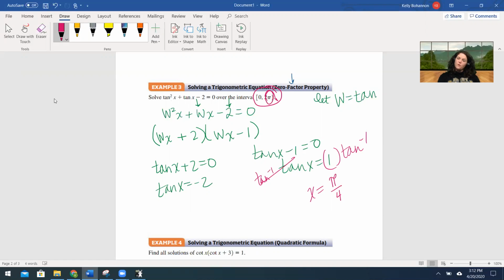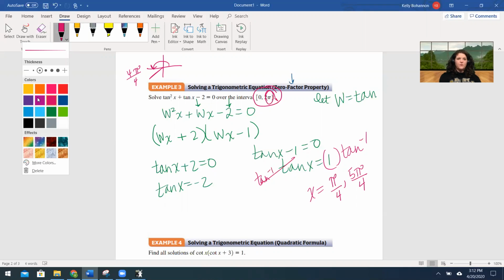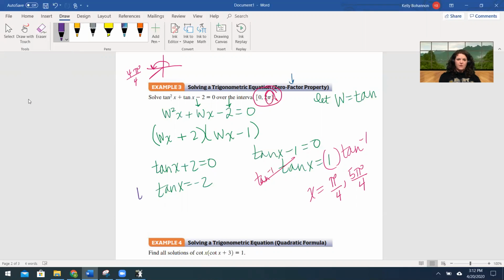And then it was the pi over 4 that happens to be in quadrant 3. So for those of you, remember, this is pi, which would be 4 pi over 4. So if I go 1 more fourth, it's going to be 5 pi over 4. So those are the two for that. Now, when we get to tan x of negative 2, that is not on the unit circle. So that means I'm going to have to use my calculator.